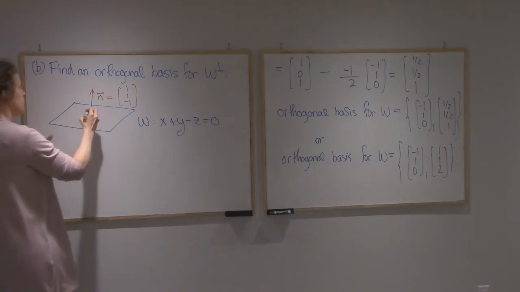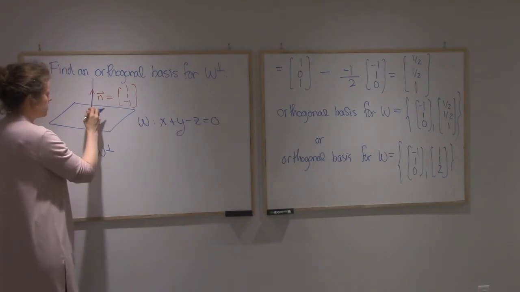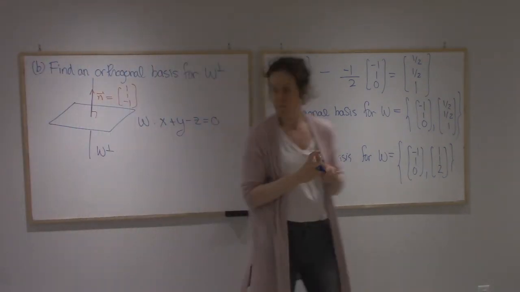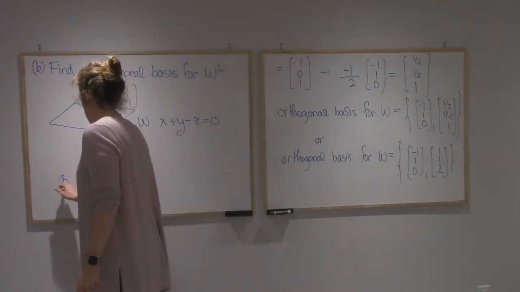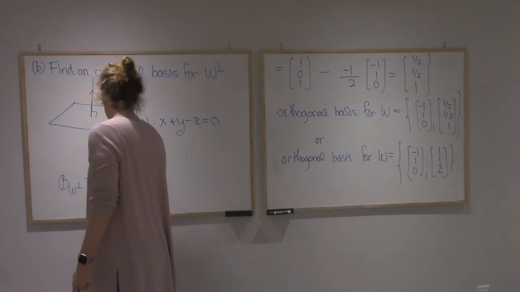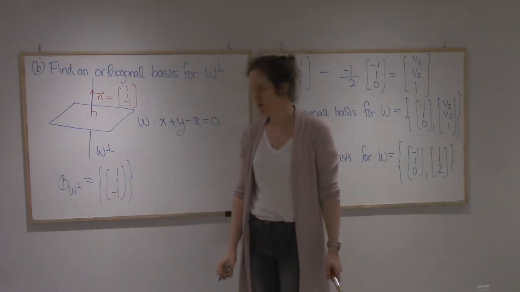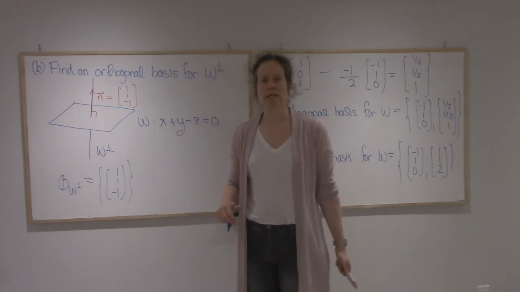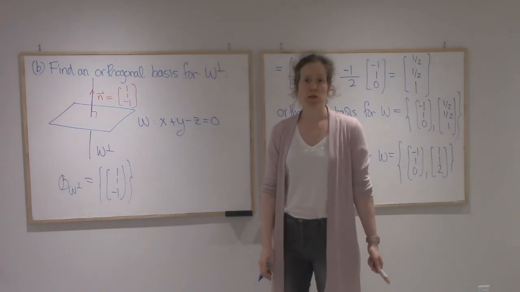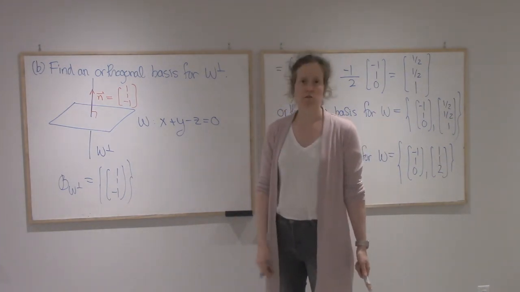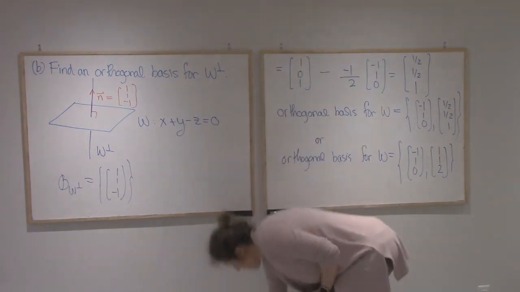Well, W perp is also perpendicular, and so it's parallel to n, the normal vector, and so I can take... Alright, so this is just a regular basis for W perp. It turns out that any basis will do. Since W perp is one-dimensional, it's just a line, that vector is orthogonal to every other vector in that set since it's alone. Alright, so I have my two bases.